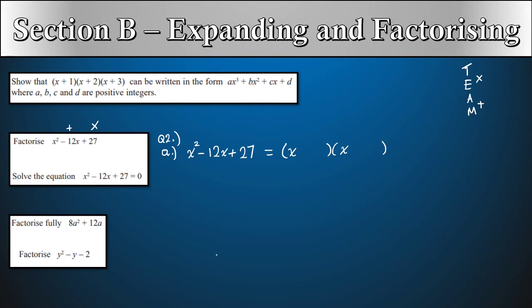So I realise here that my last number is positive, my middle one is negative, so more than likely here what I'm going to obtain is 2 negative numbers. So let's just try minus 9 and minus 3.